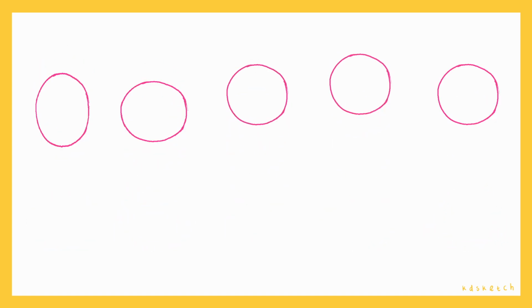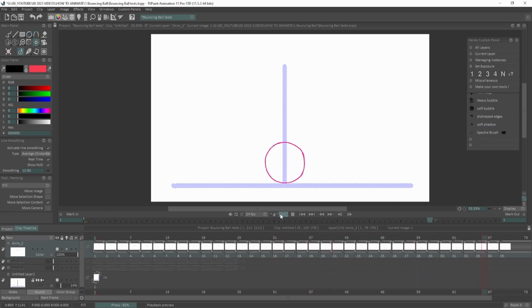Here are a few variations of this bounce with slight differences in timing and spacing, and squash and stretch to get different effects. If this was not a loop, with each bounce the ball would lose energy, and the height of each bounce would lessen until it came to a stop.